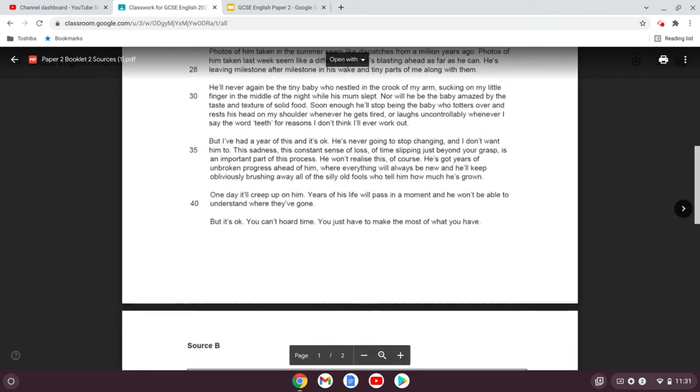One day it will creep up on him. Years of his life will pass in a moment, and he won't be able to understand where they've gone. But it's okay. You can't hoard time. You just have to make the most of what you have.